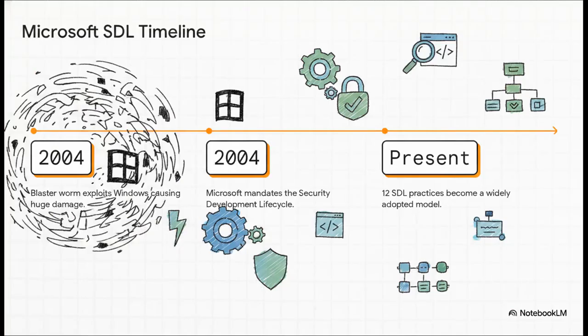Now, I know what you might be thinking. This sounds awesome in theory, but does it actually work? Well, let's look at Microsoft. Back in 2003, the Blaster worm hit. It exploited a buffer overflow in Windows and caused literally billions of dollars in damage globally. It was devastating. In response to that, Microsoft completely changed their culture and mandated the Security Development Lifecycle, or SDL. They forced 12 strict security practices, like mandatory threat modeling and fuzz testing, across their entire development process. And today, that has become a widely adopted model for the whole industry.